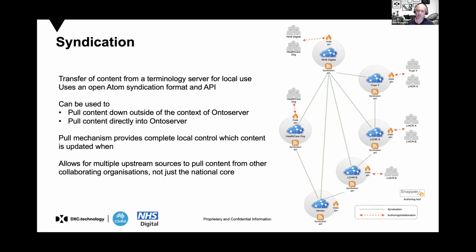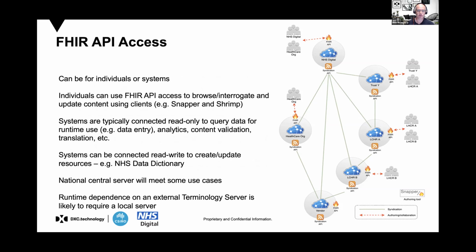But it's also a great way of being able to collaborate on some content. You can choose to do that on your server or on somebody else's server, and then pull that content into your server. So there's a lot of options for sharing content essentially. The Fire API, as I mentioned before, can be for individuals, or it can be for systems. It can be for using or for browsing and modifying the content via something like Snapper or Shrimp. Typically, that's what individuals do. They either browse it or they modify it.